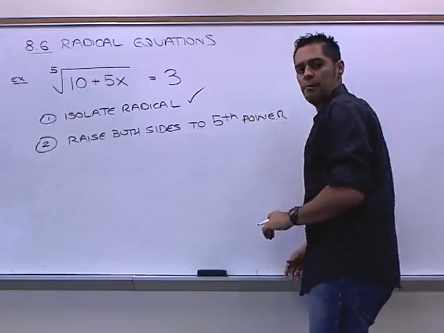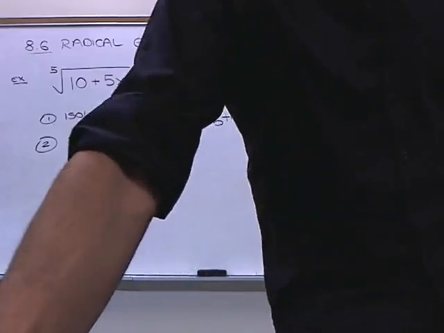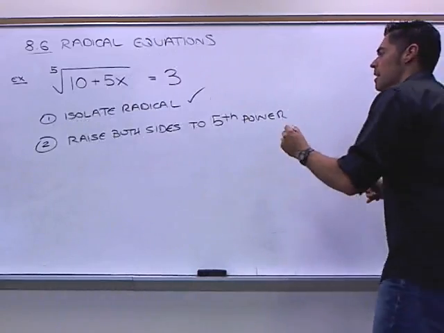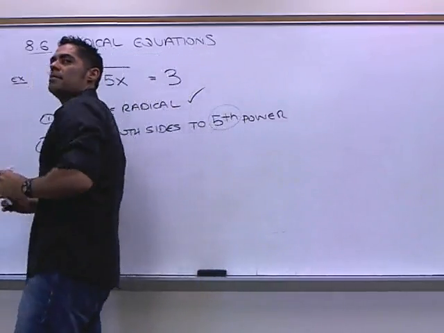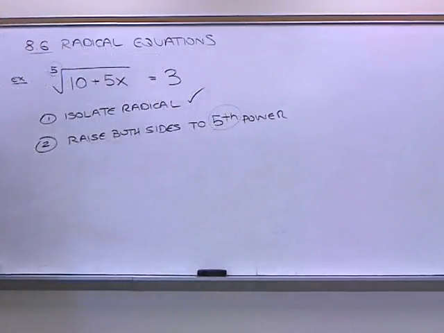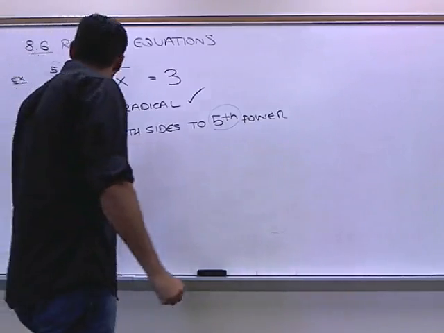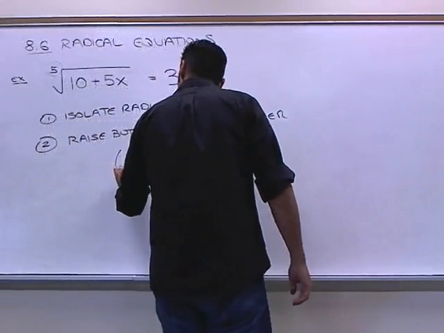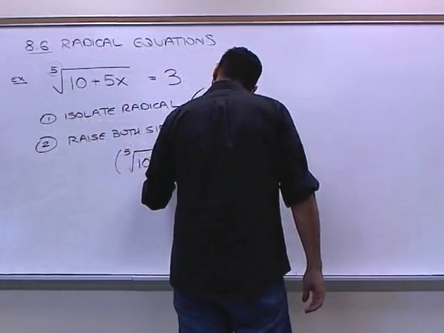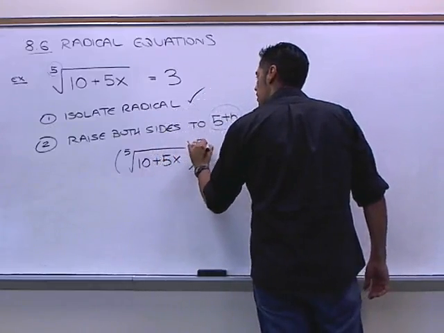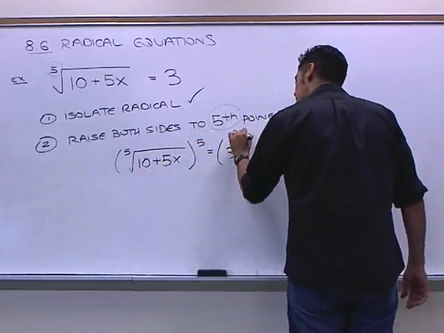And just remember, moving on for the rest of the first half of today, that the 5th power is dictated by the root, right? If that was a 6, we would have a 6th power. If it was a 7, we'd have a 7th power. So let's go ahead and do this. I'm going to write the equation down again. Here's my fifth root of 10 plus 5x, to the fifth, and then on the right side, 3 raised to the fifth.